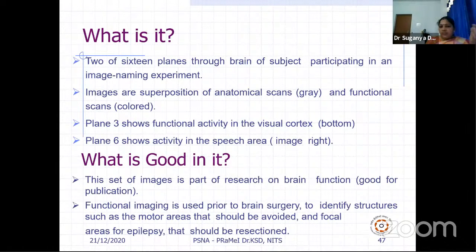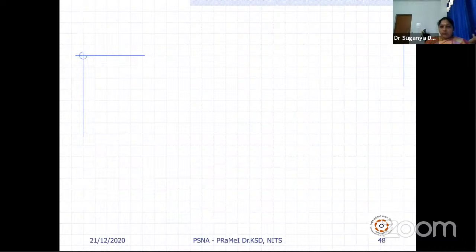This set of images is part of research on brain function, and functional imaging is used prior to brain surgery to identify structures such as motor areas that should be avoided and focal areas for epilepsy. And that is what they are telling: the motor areas, we have 5 sense organs, that is called the motor areas. We should not touch that part. Where epilepsy will be there, that is, the tumor will be there, we have to concentrate only on the focus. The focus is on the epilepsy only. Okay, so for that we are going for this functional MRI.